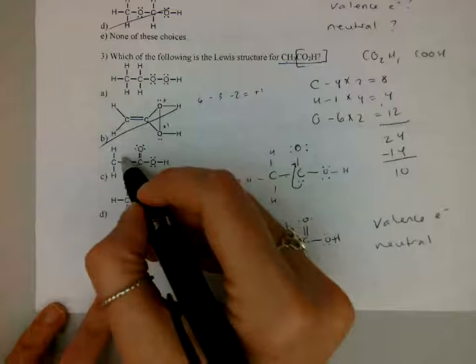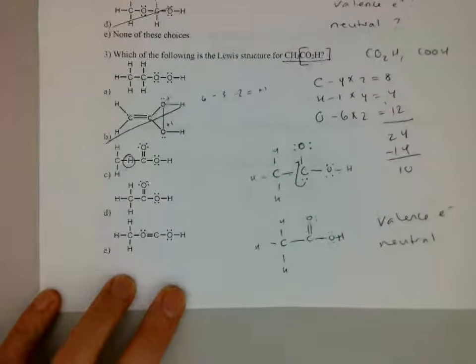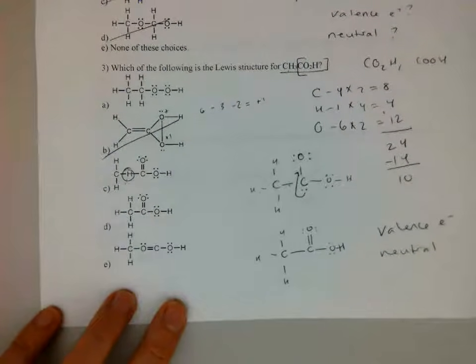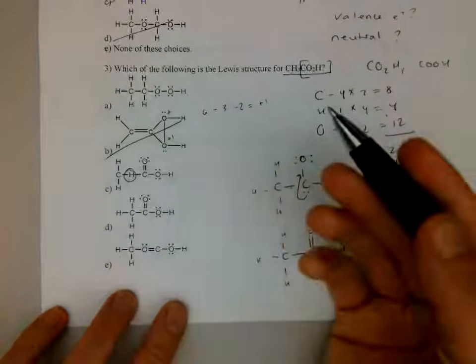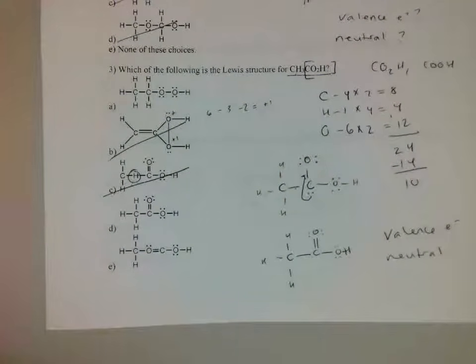Same thing here. This hydrogen has 2 bonds to it. Hydrogen can only have 2 valence electrons. That's a full shell for it. So for it to have 2 bonds, that's the equivalent of 4. So you can eliminate that right away.